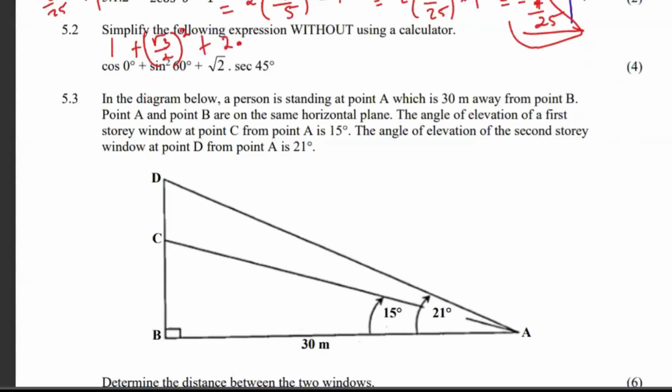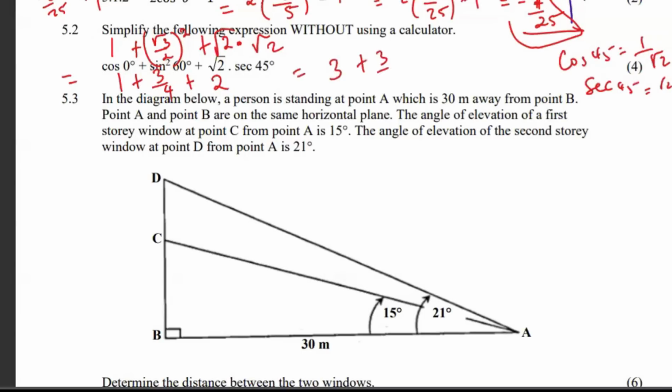And then the sec of 45, remember sec is the reciprocal of cos. So we know that the cos of 45 is just 1 over square root of 2. And then when you talk about the sec, which means it's root 2 over 1. So I'm going to multiply this. Remember, this is the square root of 2. I'm multiplying it now with the square root of 2. Break that down, 1 plus, that's going to be 3 over 4 plus root 2 times root 2. That becomes a 2. So 1 and 2, that's going to give us a 3 plus 3 over 4.